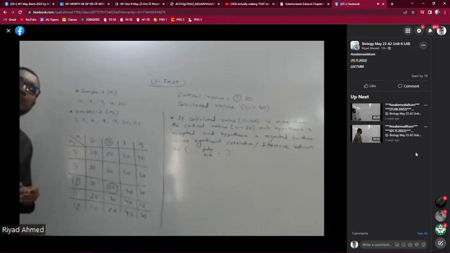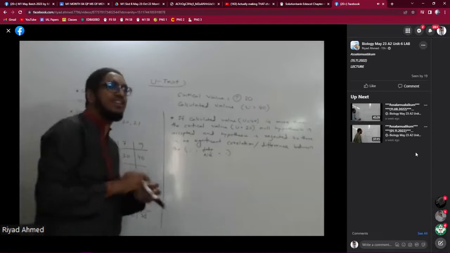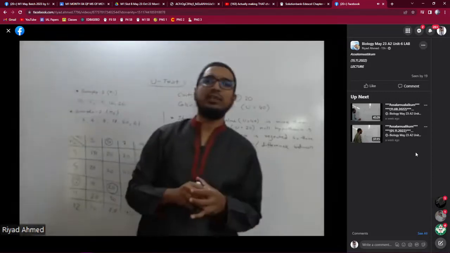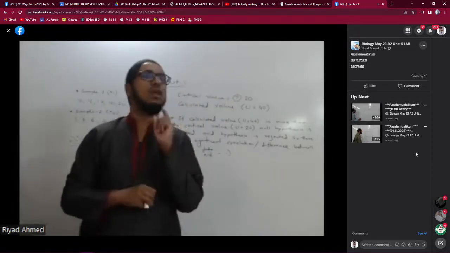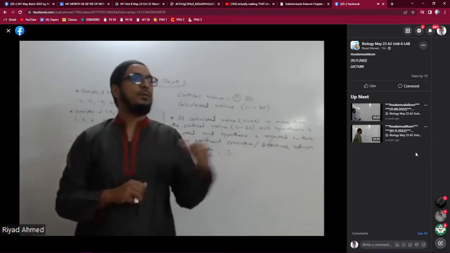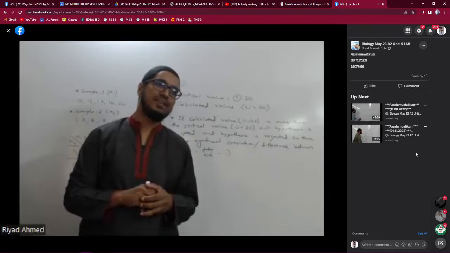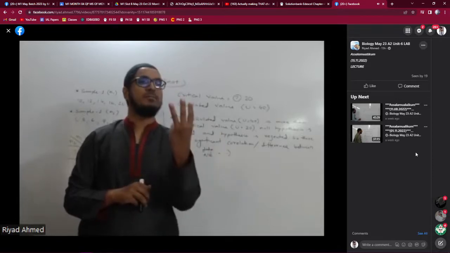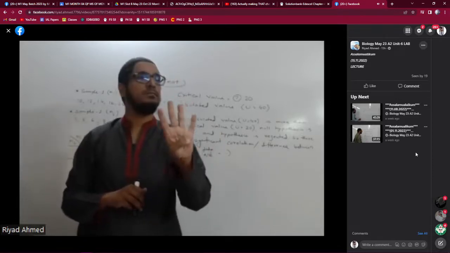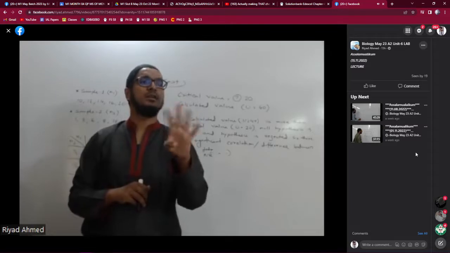This is the opposite of the t-test. In the t-test, if the calculated value is more than the critical value, the null hypothesis is rejected. But here, the null hypothesis is accepted. Right? So this one is for how many marks? 3 marks. Then the fourth mark.